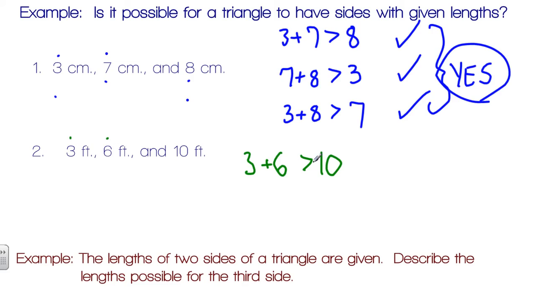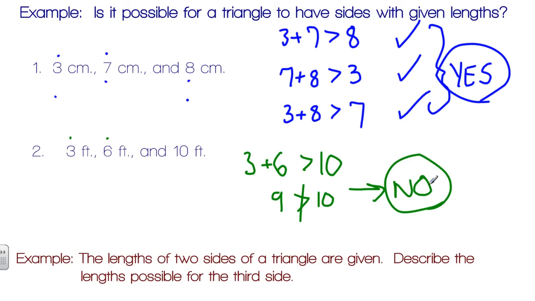3 plus 6, is that greater than 10? No. What's 3 plus 6? 9. So 9 is not greater than 10. So, no, this is not a possible triangle. It's impossible to make a triangle out of a 3-foot board, a 6-foot board, and a 10-foot board.